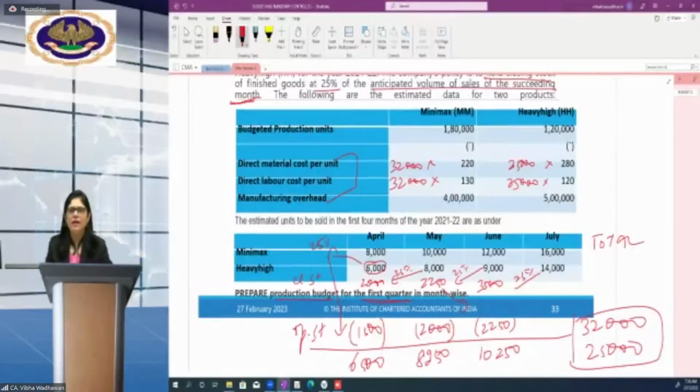Manufacturing overhead. How will we absorb the manufacturing overhead? It's given in total. We want the manufacturing overhead absorbed for each of the two products. How are we going to do it?